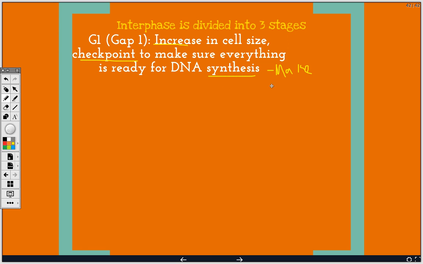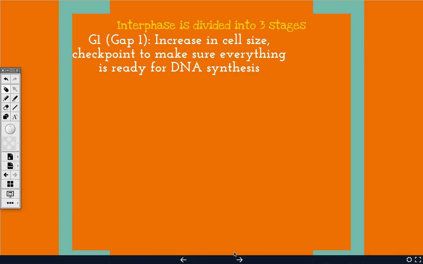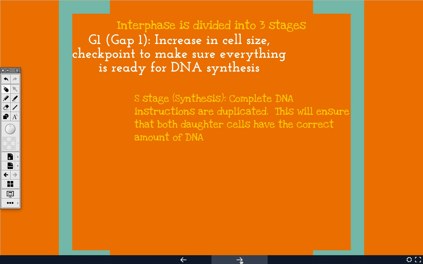What I like to think of that checkpoint as is a stoplight. It just checks to make sure that it's ready to move on. Once it's ready to move on, it goes through that checkpoint. It moves on to the next phase, which is called the synthesis phase, or S stage.